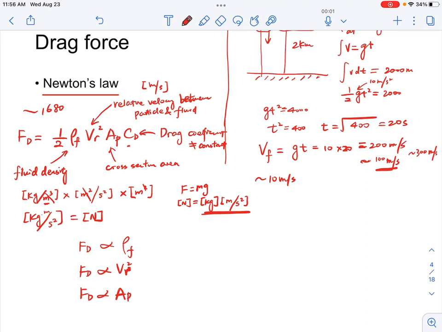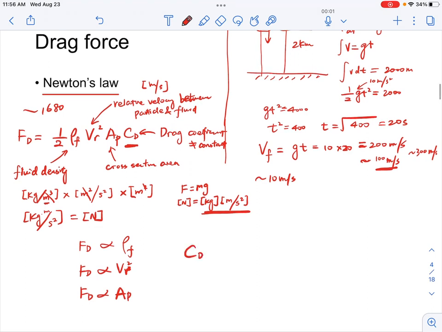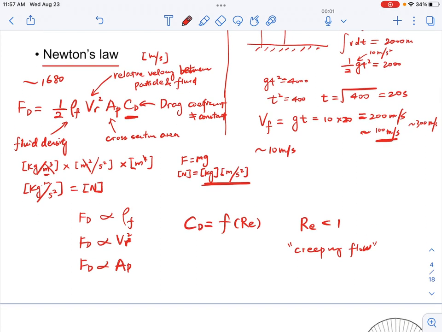So finally, this is a drag force, and finally there is a drag coefficient. It turns out the drag coefficient is a function of the Reynolds number. When the Reynolds number is smaller than 1, that's what people call the creeping flow. The Reynolds number is going to have a specific form. It was around 200 years later that people found out that under this laminar creeping flow condition, we have a more elegant way of showing the drag force expression.